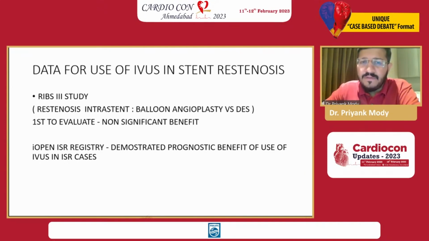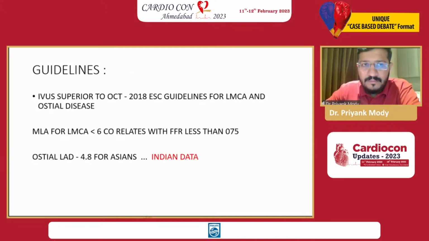IOPEN ISR registry was the first, it was around 300 patients or so, which demonstrated prognostic benefit of use of IVUS in ISR cases. What does the guideline say? IVUS is superior to OCT, that is the 2018 ESC guidelines for LMC and Osteal disease. As Vinit sir rightly said, MLA of LMCA less than 6 correlates with an FFR less than 0.75, and these were the patients whom intervention could be planned.